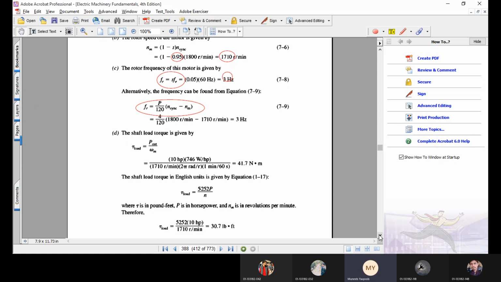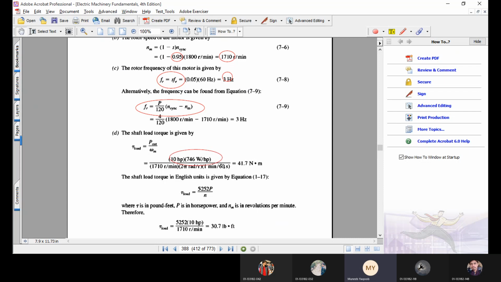Now the last part of the question was to calculate the induced torque on the shaft of the motor. We were given that the output power provided by the shaft of the motor is 10 horsepower.